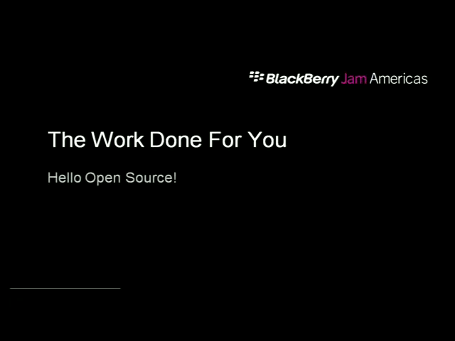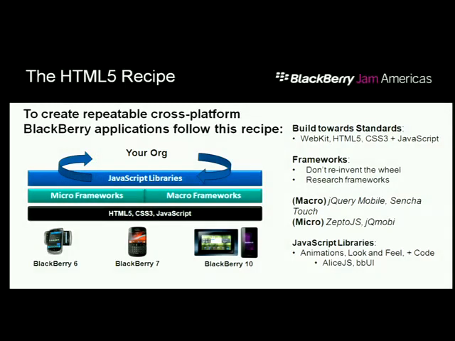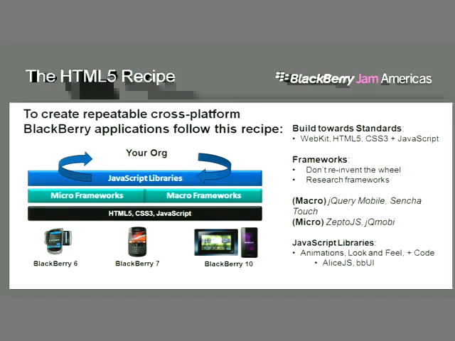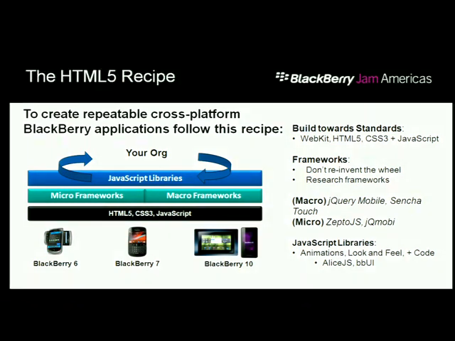Hello, open source. So this is all about how I've been referring to these frameworks that exist out there. There is an HTML5 recipe that we've come up with, and it follows this sort of method, I guess. So you have your organization. Your app essentially consists of JavaScript libraries, one of these that you write yourself, one of these micro or macro frameworks, and HTML5, CSS3, and more JavaScript. So what you do when you're building these applications, one, build towards standards.